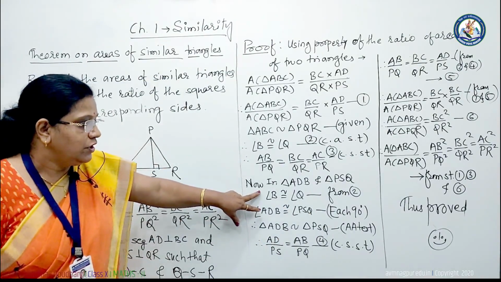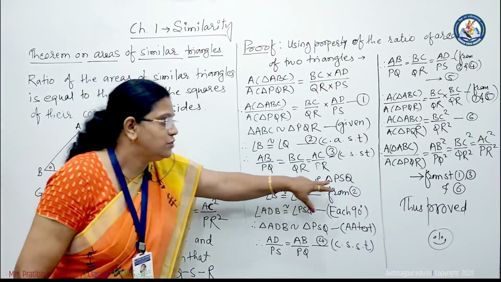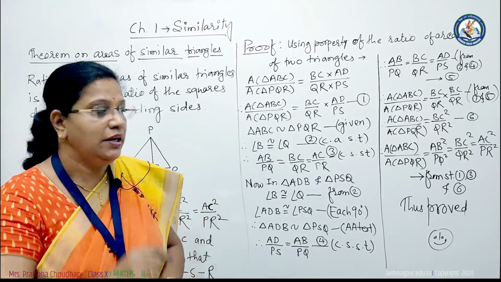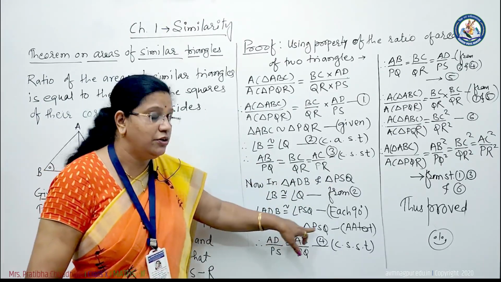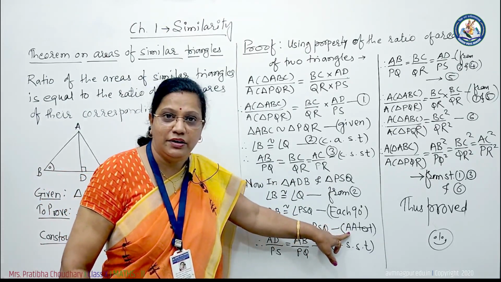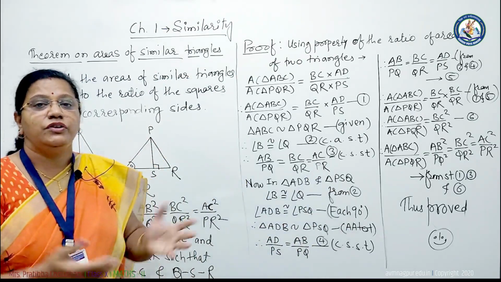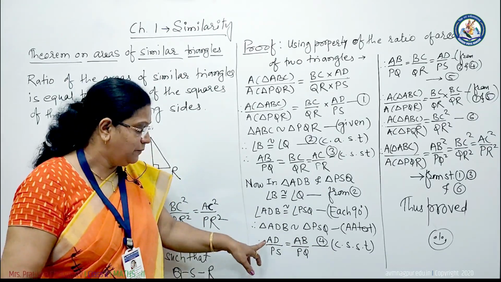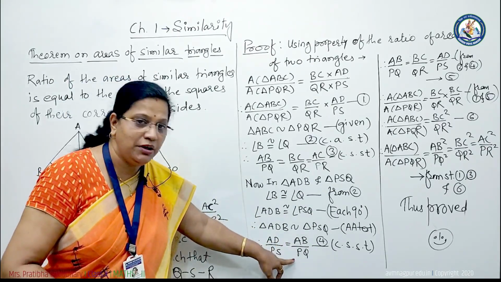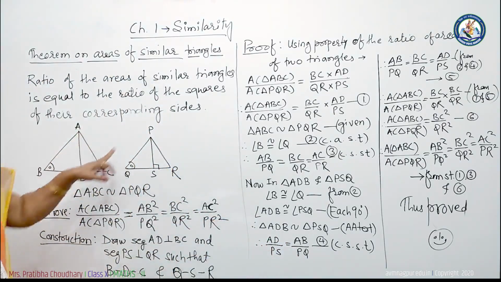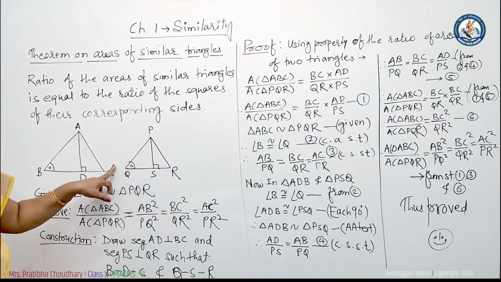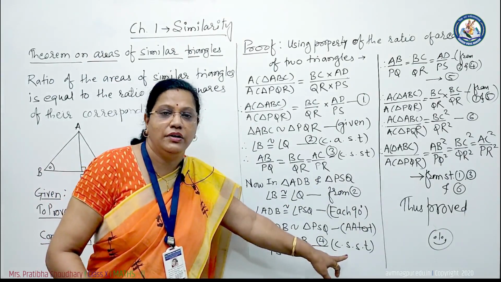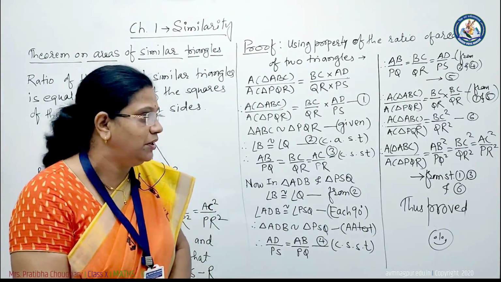Now if these two corresponding angles in these two triangles are congruent, then the triangles are similar by the AA test. So triangle ADB is similar to triangle PSQ by AA test. Now these triangles have become similar. If the triangles are similar, their corresponding sides are in proportion. So we'll write the corresponding sides. AD upon PS is equal to AB upon PQ. These are the sides of triangles ADB and PSQ. We'll give it statement number 4, and the reason for that is corresponding sides of similar triangles.